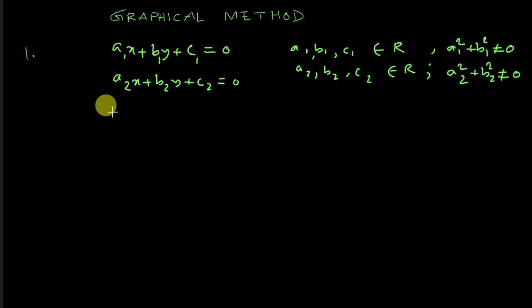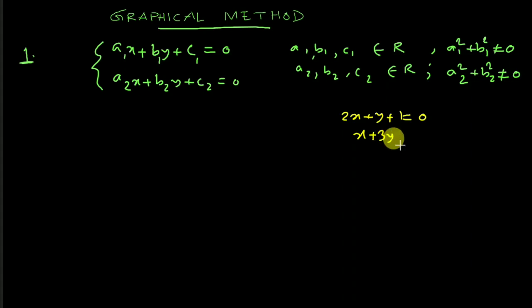Okay. Now, can we take an example to represent this? First of all, what type of graphical representation will this pair of linear equations have? We shall take the first condition, and simultaneously we take examples to represent both of them. We want to take two linear equations in two variables. Say the first equation is 2x + y + 1 = 0, and the second equation is x + 3y + 2 = 0.